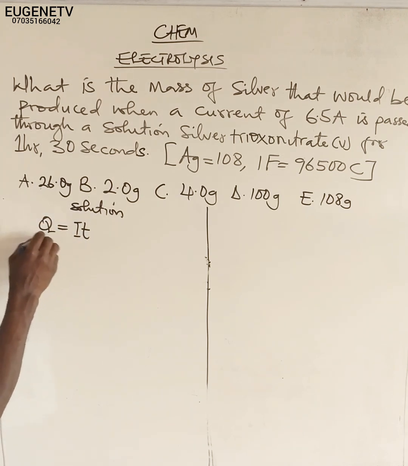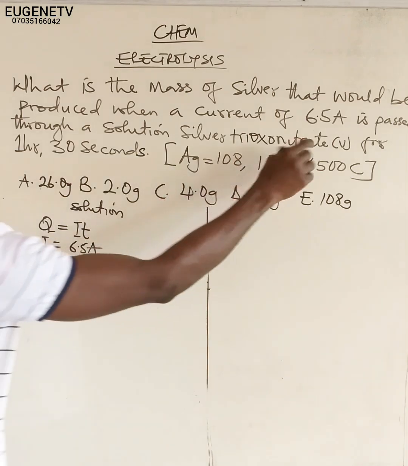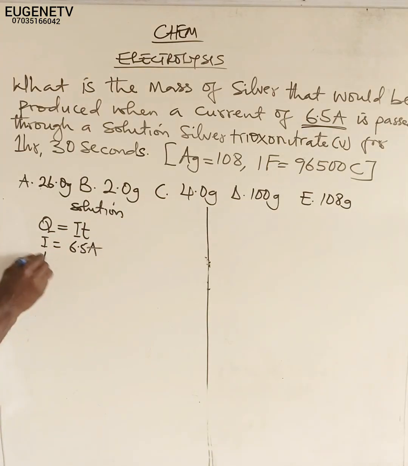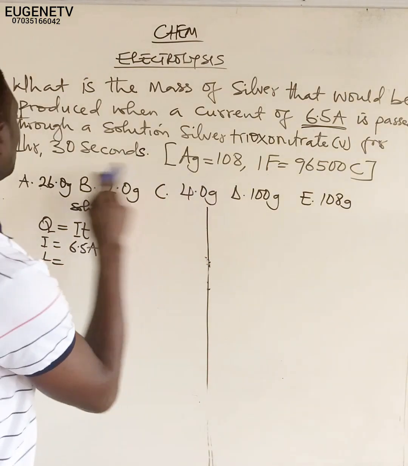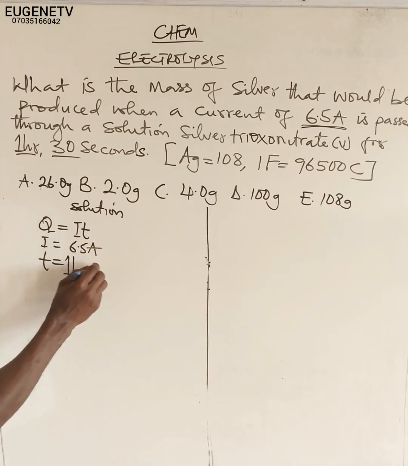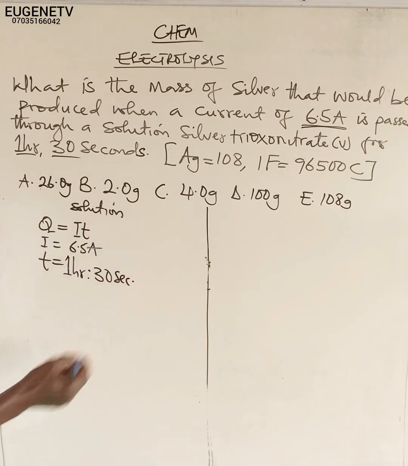So we are given current to be 6.5 ampere. From the question, current was given to be 6.5 ampere. Alright, our time, we were given time to be 1 hour 30 seconds. Whenever you are given time in hours or any other unit, we are supposed to convert such to seconds. So how do we convert 1 hour 30 seconds to seconds?